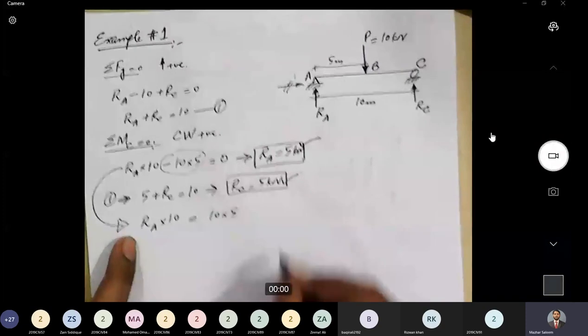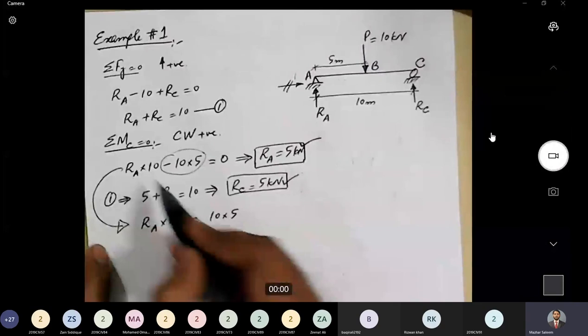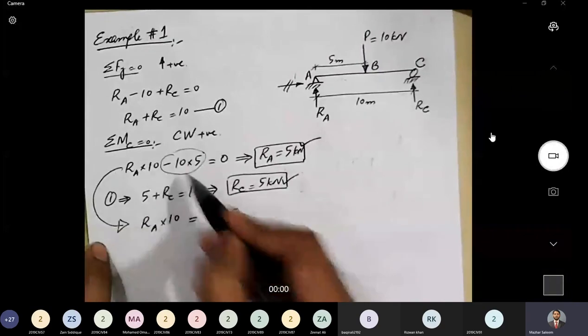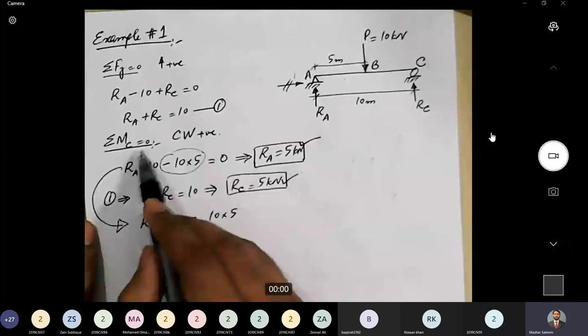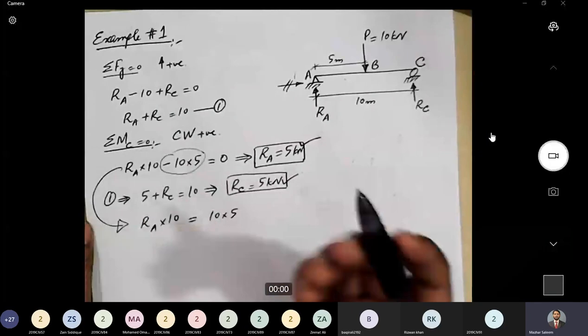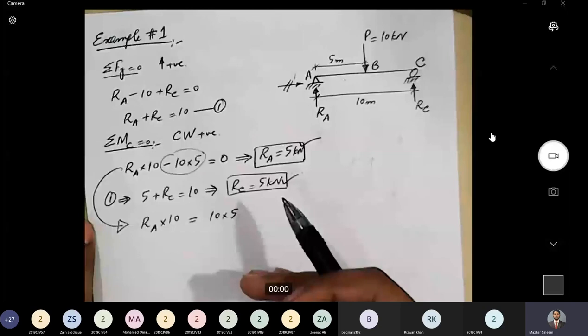10 into 5 is the counterclockwise movement. So finally you see that I get a rearranged form of the same equation. Either you say the sum of all the movements is equal to 0, or you say the clockwise movements are equal to counterclockwise movements. Both are just two different ways of saying the same thing. Okay, is that clear?